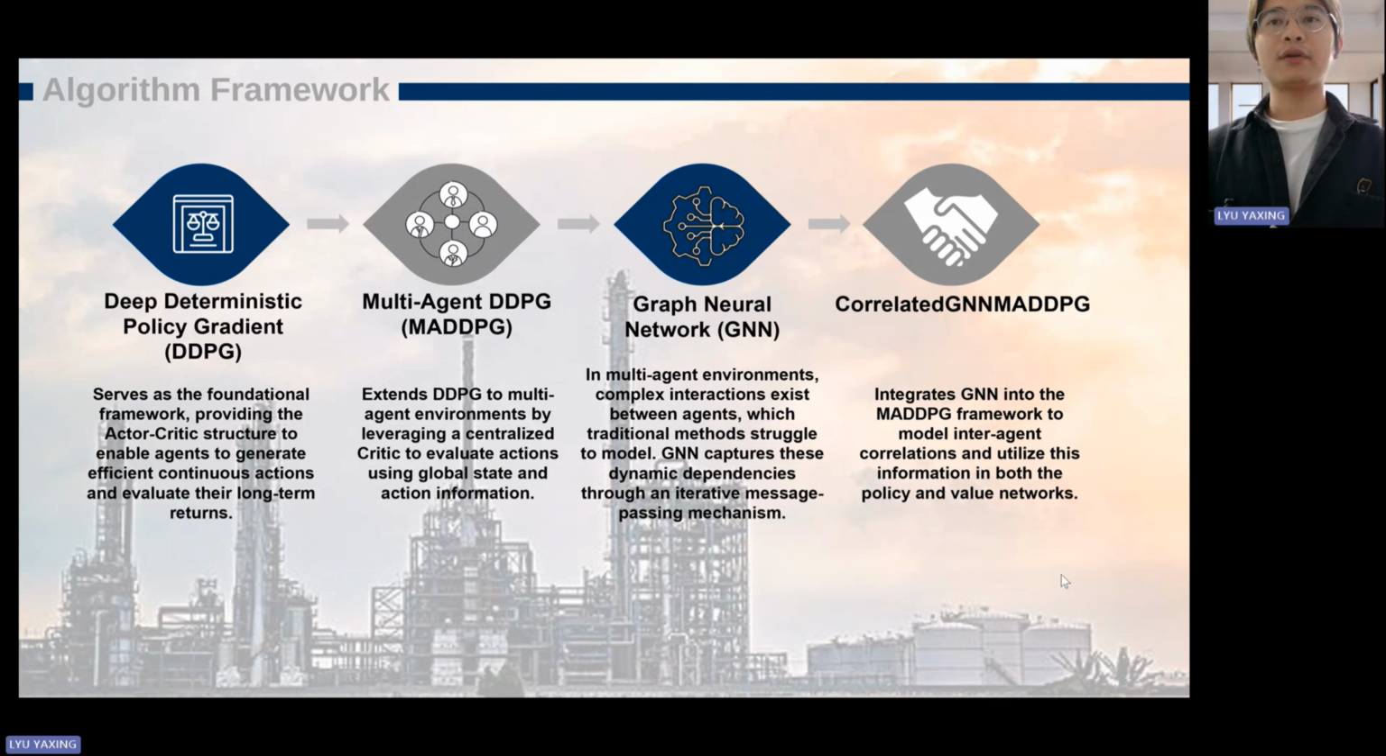Graph neural network. In multi-agent environments, relationships between agents are complex and dynamic. GNNs capture these dependencies through iterative message passing, enabling more effective interaction modeling. Correlated GNN MADDPG. By integrating GNN into MADDPG, we model agent correlation and leverage the information in both the policy and value networks. Entropy regularization further enhances exploration and prevents agents from converging to suboptimal solutions.